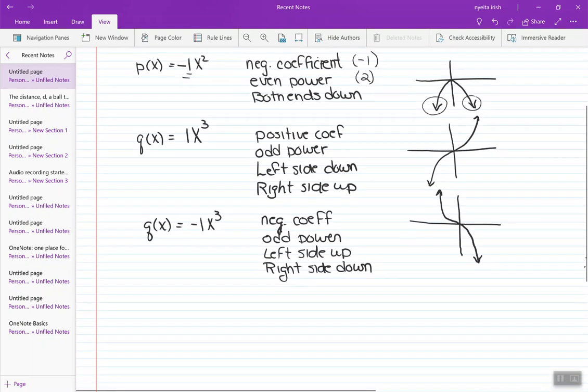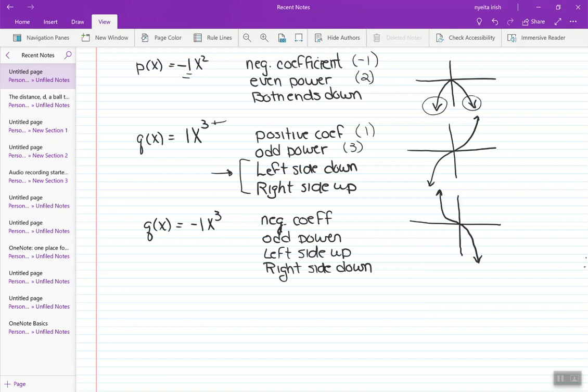If it's a positive coefficient again, I have +1, and I have an odd power, our power is 3, that's when we have split ends. And it kind of looks a bit like a positive slope. It goes uphill, but the way that we say it is this way: left side down, right side up, or left side falls, right side rises. This is what we're looking for as an answer to what your ends are doing. Okay, left side falls, right side rises.